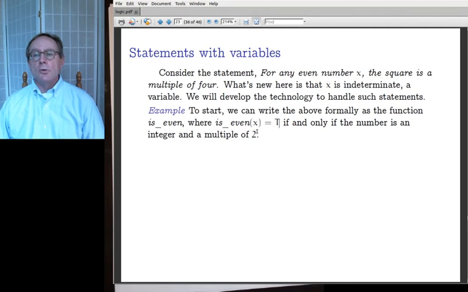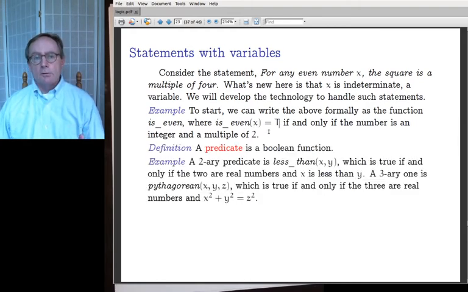So is underscore even is the name of the Boolean function, and its input is x. x is supposed to be an integer in this case. And of course, is even x comes out to be T only in the case where it's an even integer. So if you feed is even a 3, it'll come out to be F. If you feed it a 5, it'll come out to be F. If you feed it a 10, it'll come out to be T.